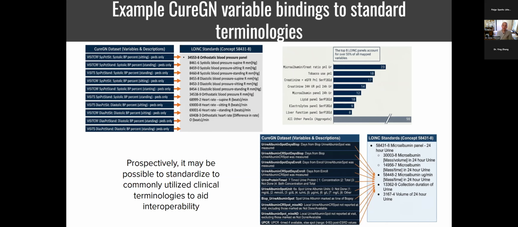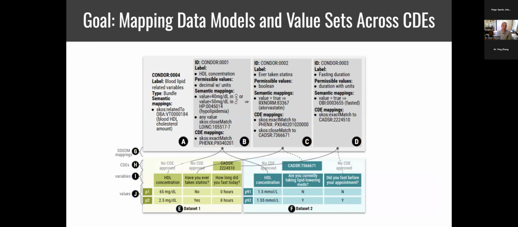Because there's just not a one-to-one mapping between variables and CDEs, and there's not a one-to-one mapping between CDEs. You can really see that in this example, where we're looking at data set one, and we're just looking at cholesterol measurements for the example, and data set two, where there's HDL concentration in both data sets. But this data set says, have you ever taken statins? Yes, no. And this one says, are you currently taking lipid lowering medications? Yes, no. And this one says, how long did you fast today? And this one says, did you fast before the appointment? So you can see, and I'm sure you all understand, that these questions are similar, but not exactly the same.